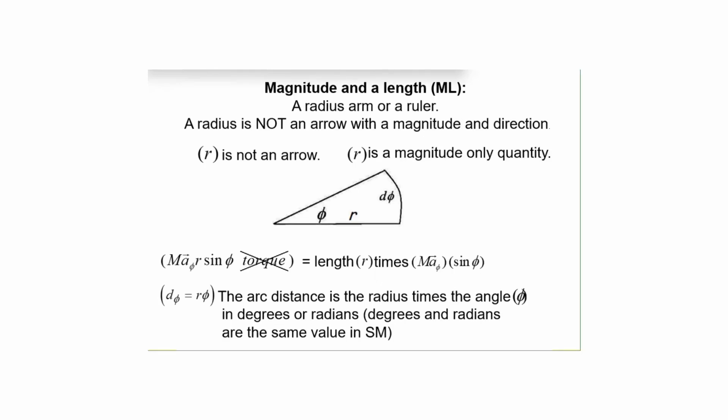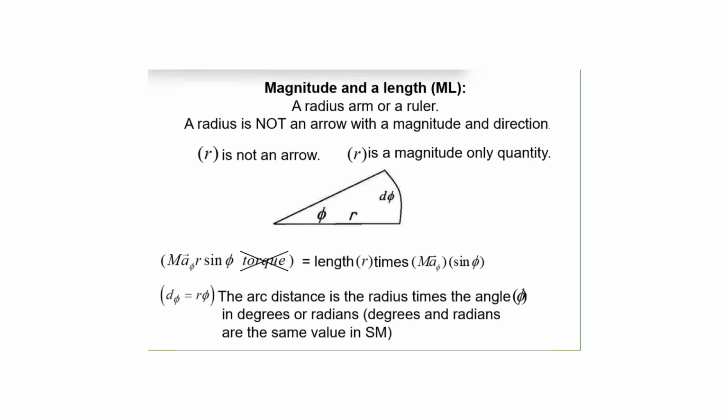Magnitude and a length, ML. A radius arm or a ruler. A radius is not an arrow with a magnitude and direction. R is not an arrow. R is a magnitude only quantity.